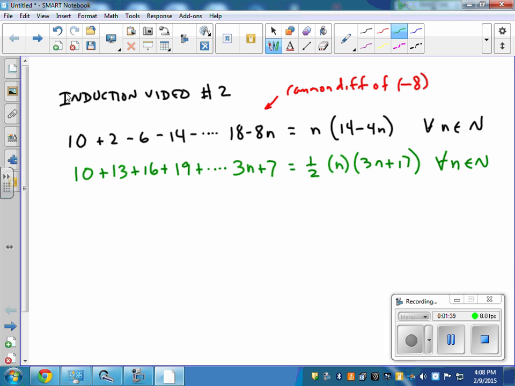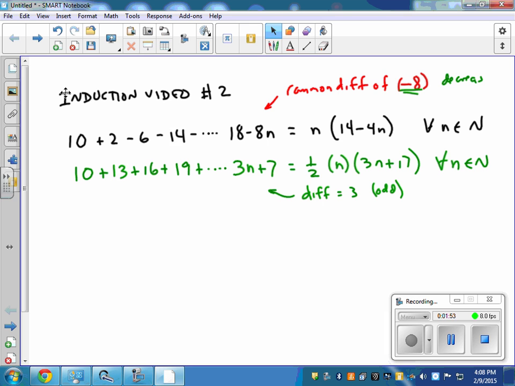And again, you just might want to note here, this has a common difference of 3, which is an odd number. This is a common difference of negative 8. It's even, but it is decreasing. So both of these give a little twist on what we've already seen. Okay, we'll do the black one first.